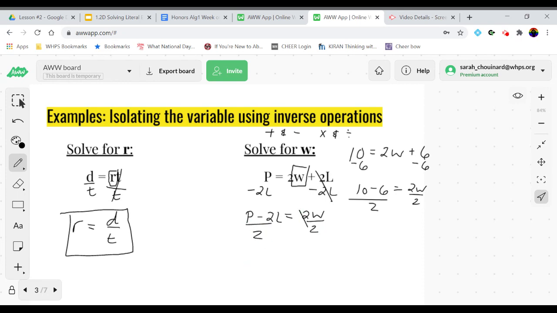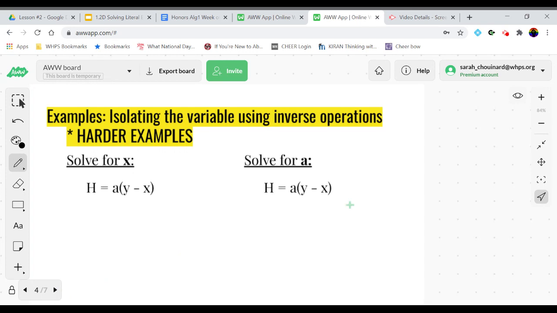And so the times 2 cancels, and we find that the width of a rectangle is the perimeter minus 2 times the length, divided by 2. Pretty much looks exactly like what we were doing here to solve for W. But now we just have a generic formula for the width of any rectangle.